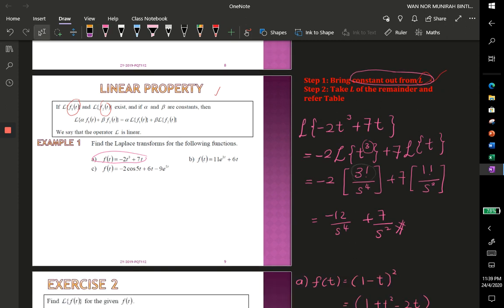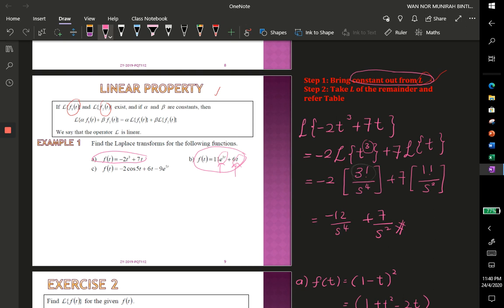Next, this one. If you have to take the Laplace transform of 11e to the 3t plus 6t, this is a linearity property. You have more than one simple function, right? So you can break it into two: one is this one, another one is this one. Then you take the constant out from your Laplace operator, then take the Laplace transform of the remainder. Note that when you take the Laplace transform of the remainder, the function exists in your table of Laplace transform.